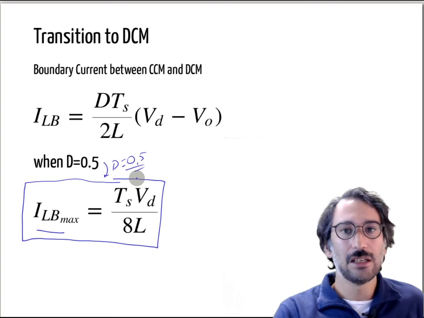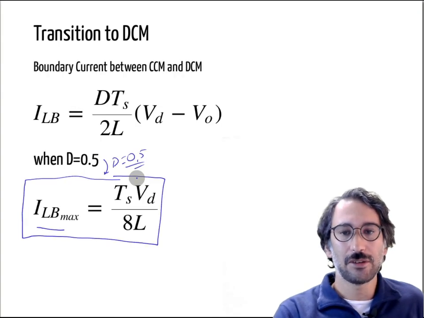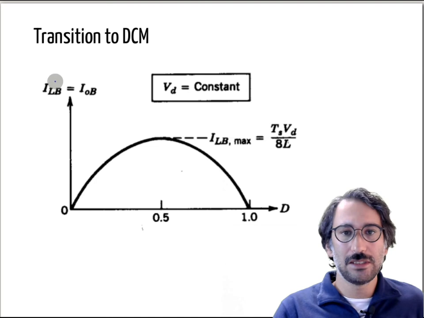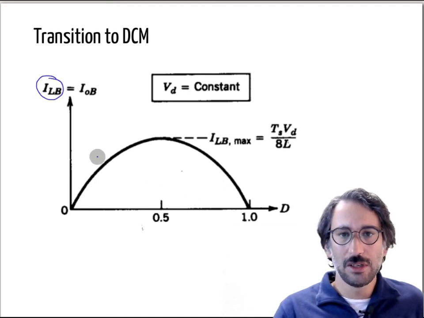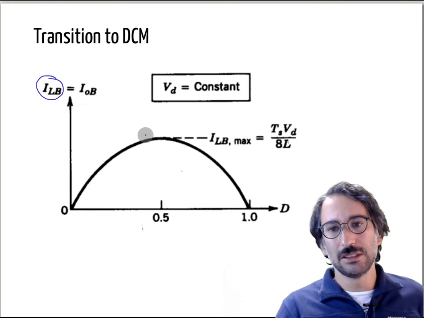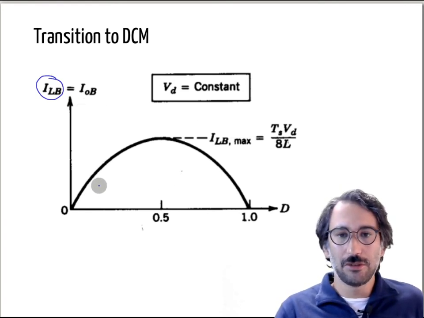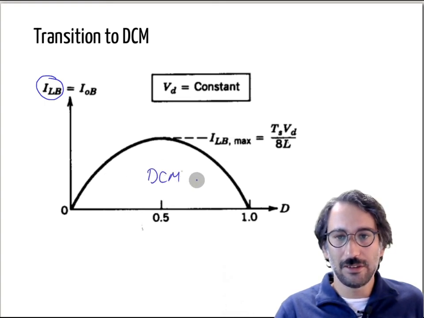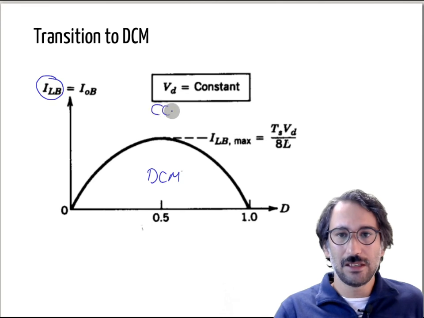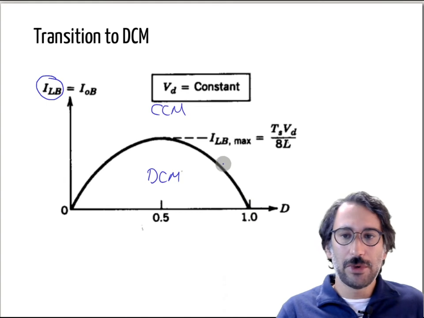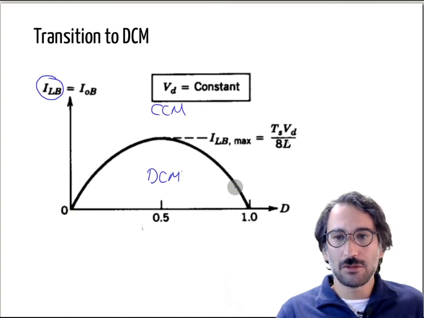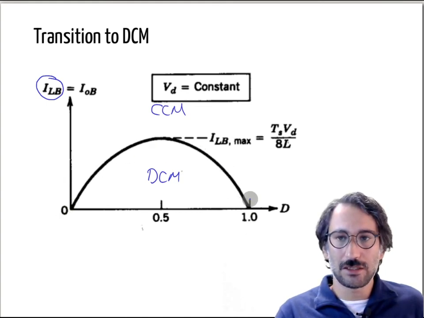Let's have a look at the graph. So this is the boundary current. Whenever your current is less than that value, that side is discontinuous conduction mode, this area under that one, and here it is continuous conduction mode. This just shows you the boundary between continuous conduction mode and discontinuous conduction mode.